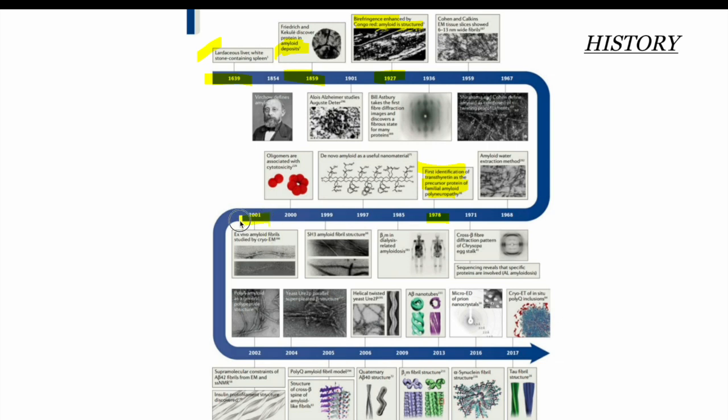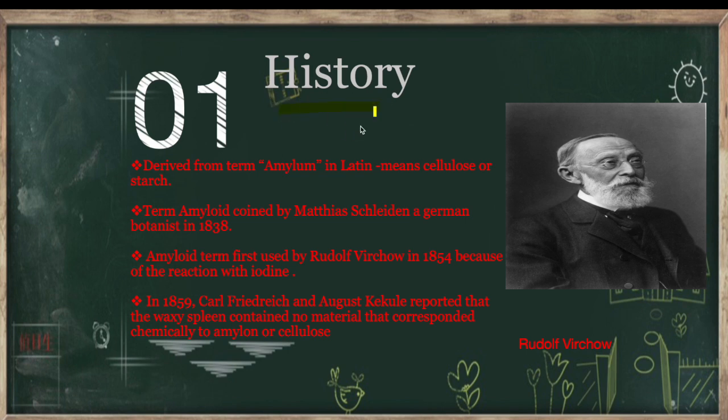Then in 2001, the ex vivo amyloid fibrils were studied by cryo-electron microscopy. Then in 2013, the A beta nanotubes were discovered. And later on in 2017, the tau fibril structure was identified. Now let's move on to the next slide. Now let's talk about history.